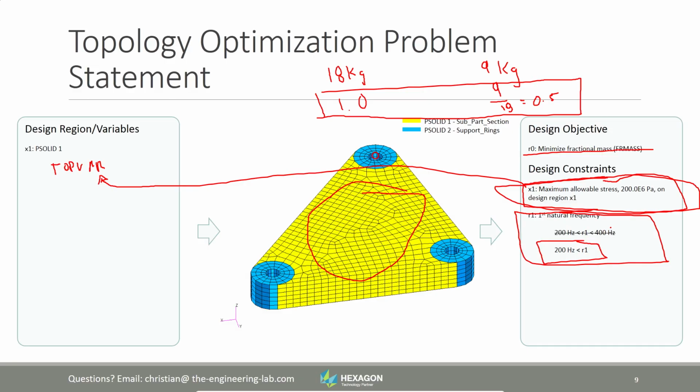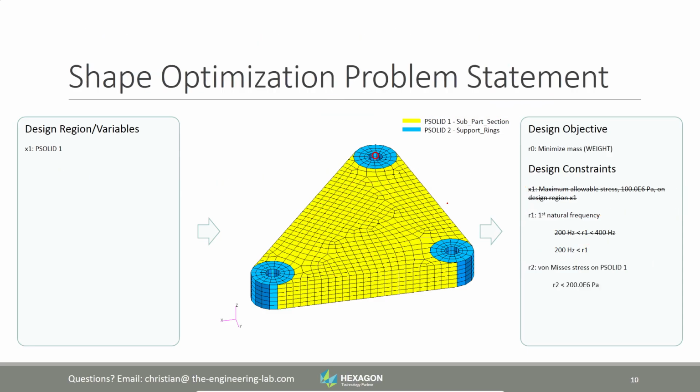The original question asked to constrain the natural frequency between 200 and 400 hertz. In a majority of cases, the first natural frequency has a lower bound, but no upper bound. So we are going to ignore the upper bound. If you really wanted to, you can add an upper bound to the natural frequency.